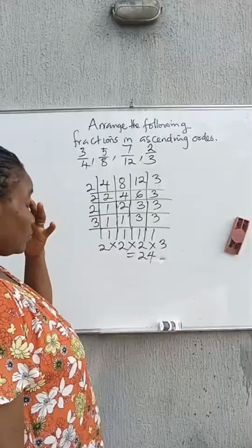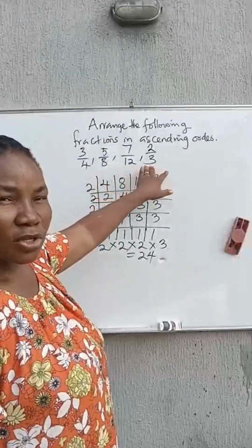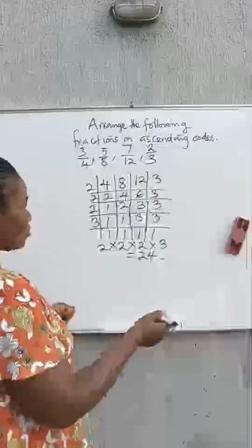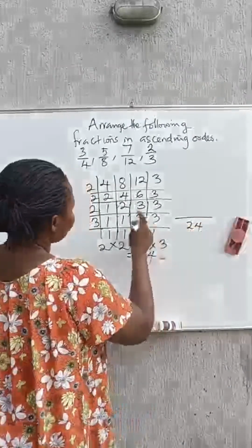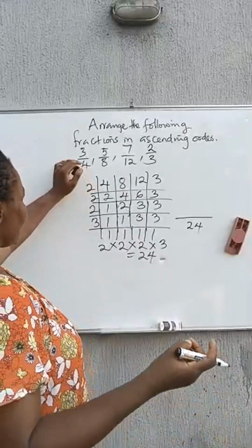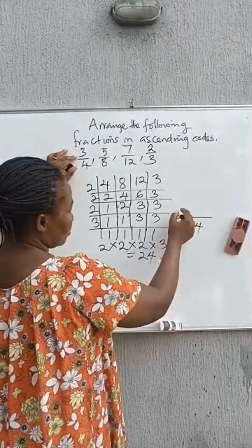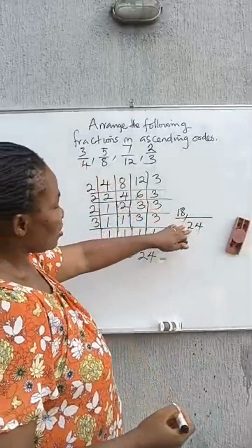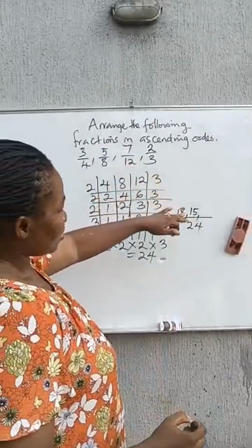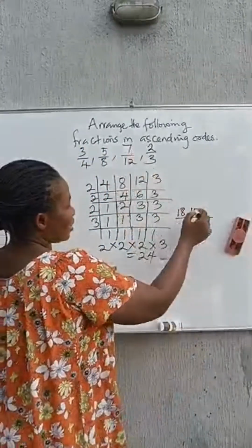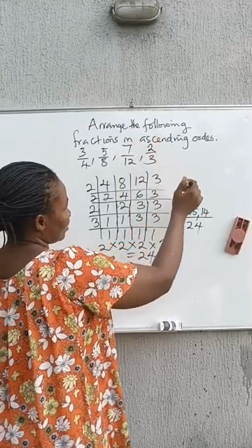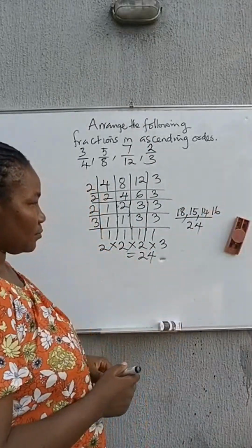So, the common denominator is 24. So let's take these fractions to the new denominator. 24 divided by 4 is 6. 6 times 3 is 18. 24 divided by 8 is 3. 3 times 5 is 15. 24 divided by 12 is 2. 2 times 7 is 14. 24 divided by 3 is 8. 8 times 2 is 16.